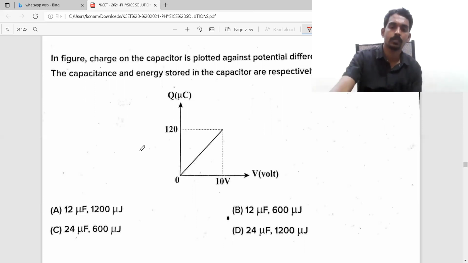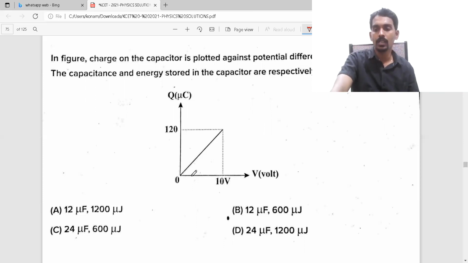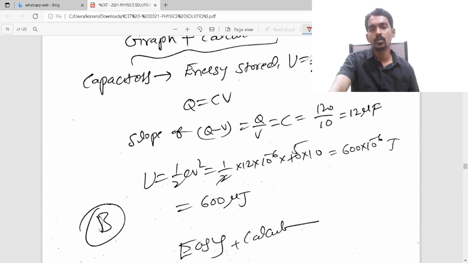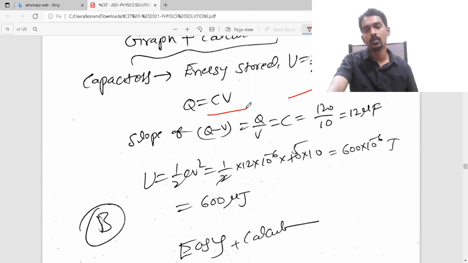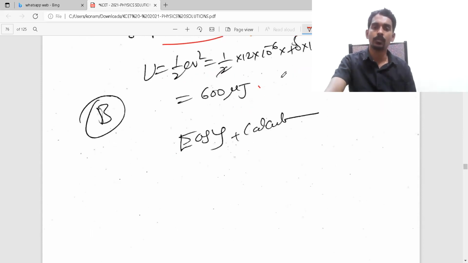That is the difference. That's why I told you, when a graph is given, you should think whether you can find the solution from the slope or from the area. So here, energy stored is half CV square, Q equals CV. The slope of QV is Q by V, that is C. So from the given data I found the slope, which equals the capacitance. Then if you find half CV square, you will get the energy also.